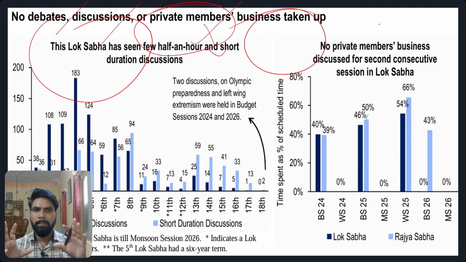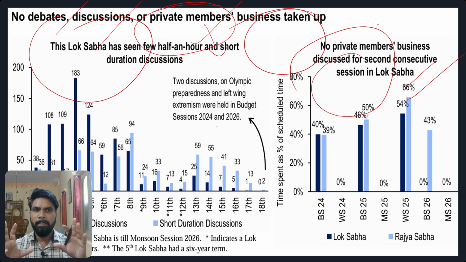Okay, so no private members' business was discussed for the second consecutive session in Lok Sabha. What can you say with this? You can say that the space for the opposition, or members of parliament who are not part of the executive, is being reduced for them. They are not being given the opportunity to participate in the discussion. That is the problem.